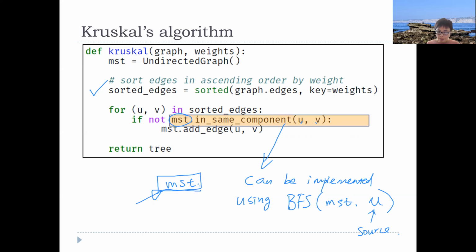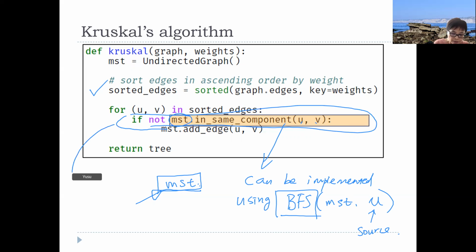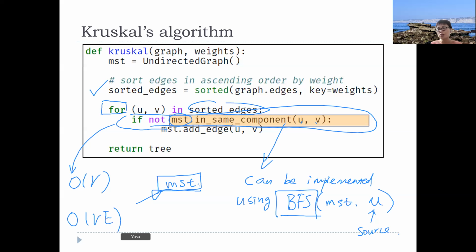But remember that BFS takes time linear to the size of the graph. That means that if I do it this way, then this step is going to take order of V time. And since I have a for loop where I have to go through all edges, the whole time will be V times E, which is not very efficient. So this is the first approach, but it's not very efficient.